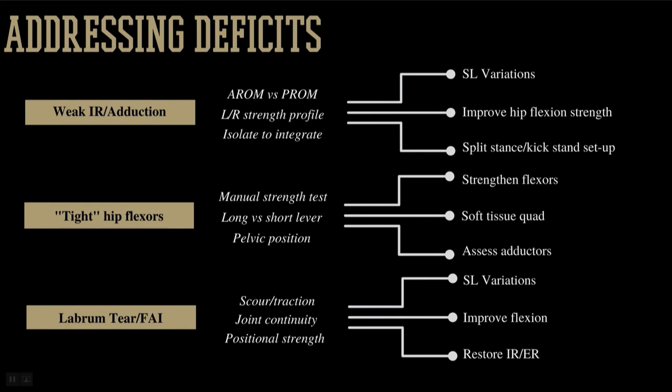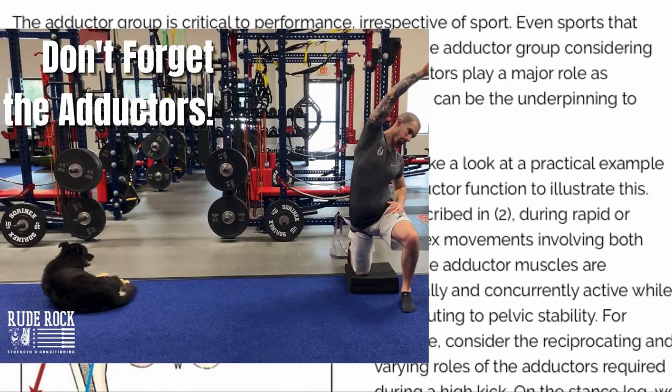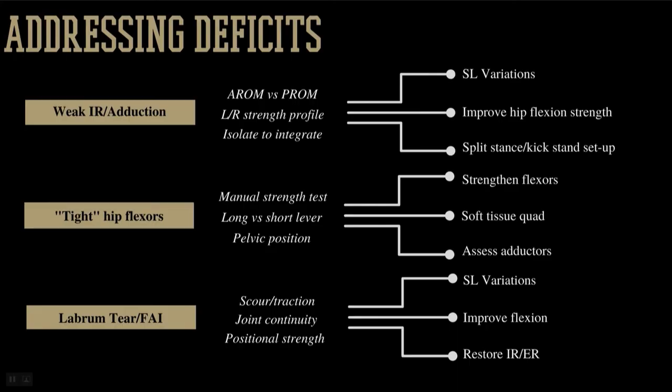Common deficits here: weak internal rotation and adduction. The adductors, again, are a very critical piece of the puzzle here. So make sure that you have some type of assessment, whether it's a manual strength test or just looking at your ability to create movement from the adductors, or even eccentric control of a gait or a sprint action. Have something that is going to assess the adductors, and make sure that you are implementing that into your training plan.